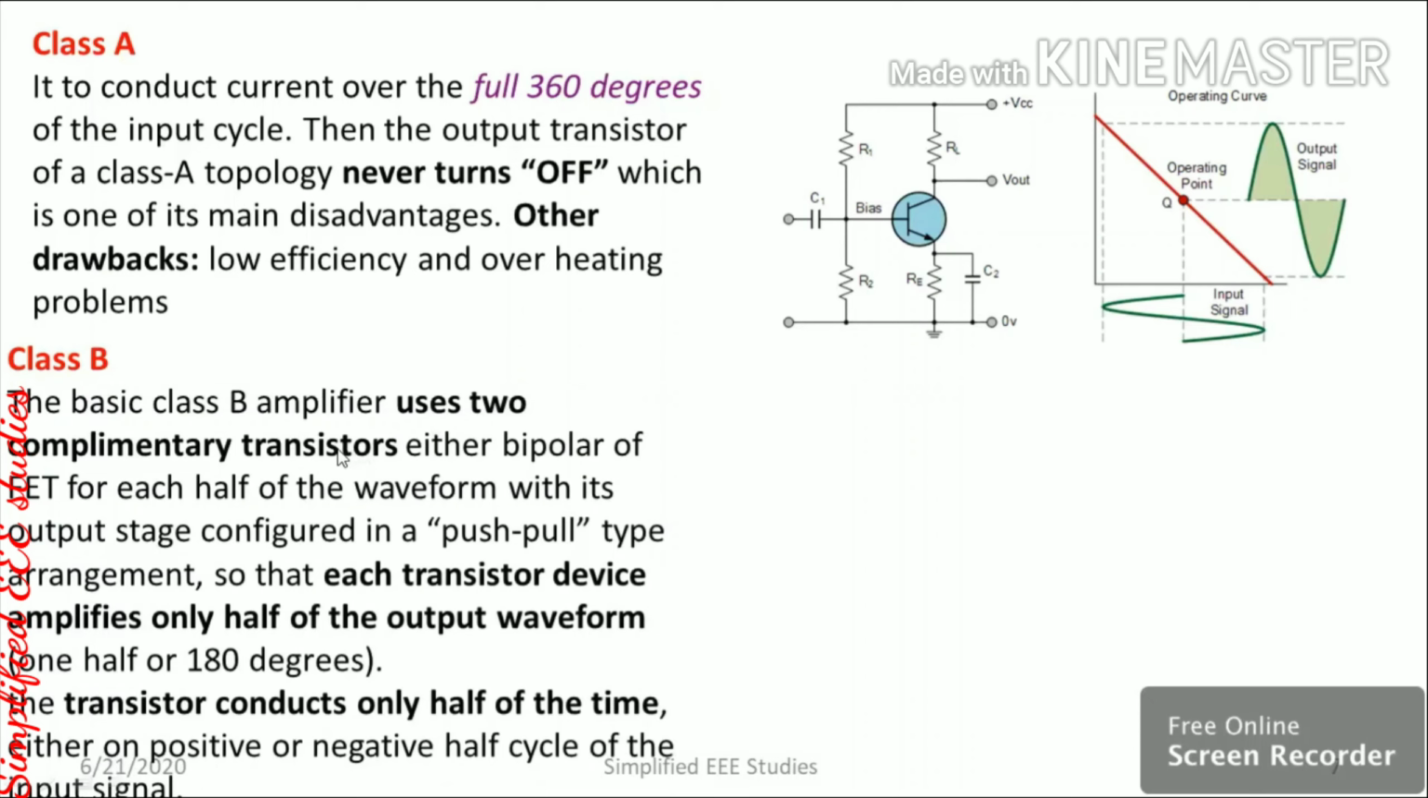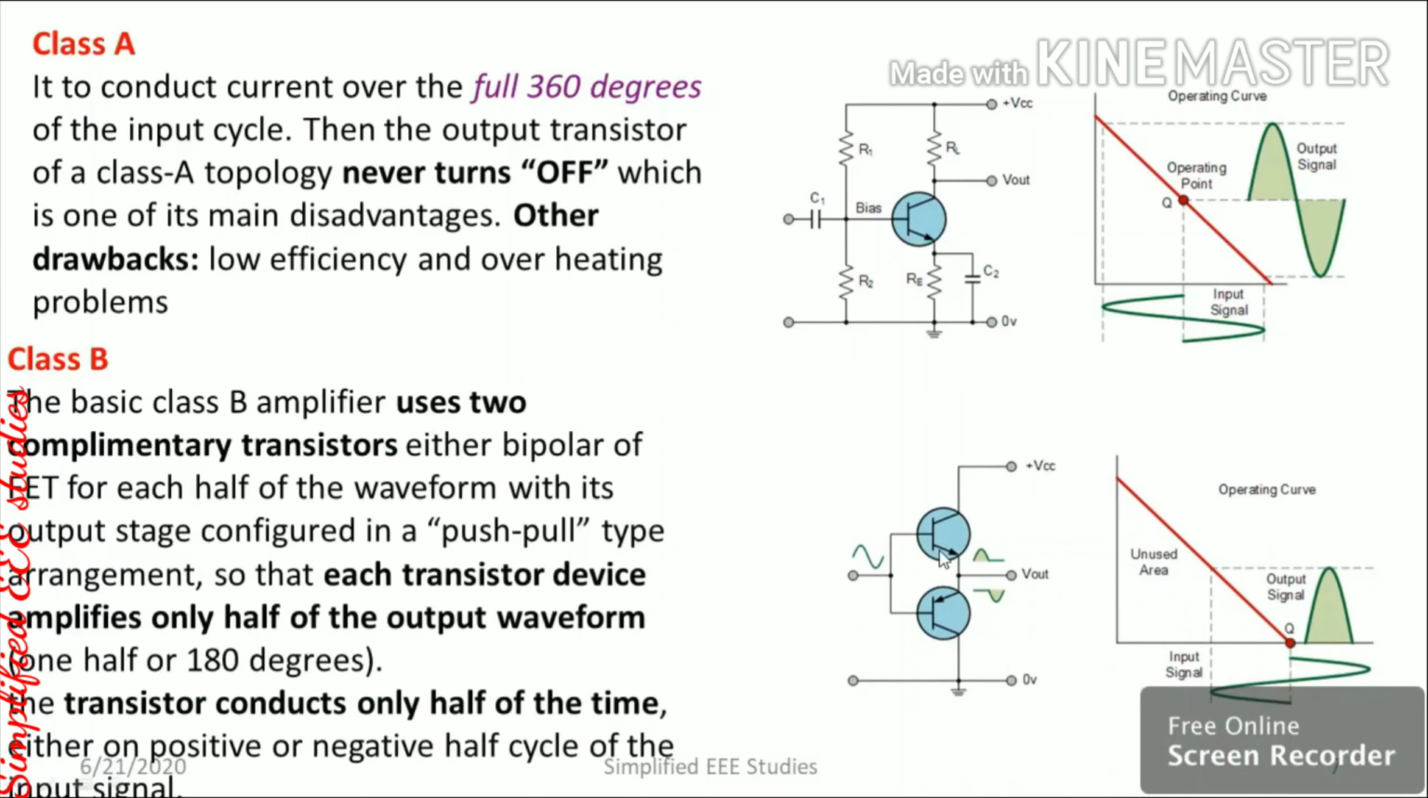Here we need two complementary transistors. One will act as push, the other will act as pull. So it is a push-pull combination. That means each transistor device amplifies only half of the output waveform, that means one half or 180 degrees. So that's the conduction area. The conduction area will be restricted to 180 degrees.